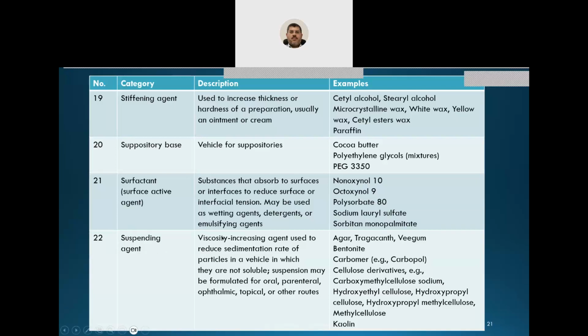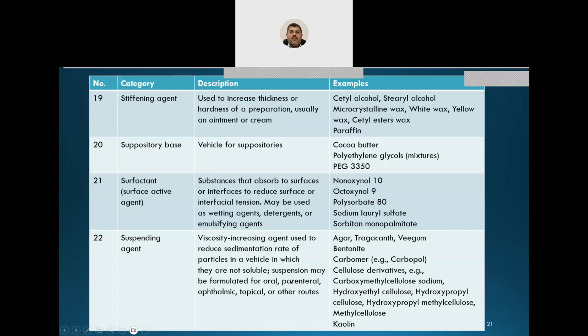It is a viscosity increasing agent to make the vehicle thick enough so that it will not allow rapid precipitation of the suspended particles. So it will be used to reduce the sedimentation rate of particles in a vehicle in which they are not soluble. Suspension may be formulated for oral, parenteral, ophthalmic, topical, or other routes. You can find a lot of types of drug products in the form of suspension.